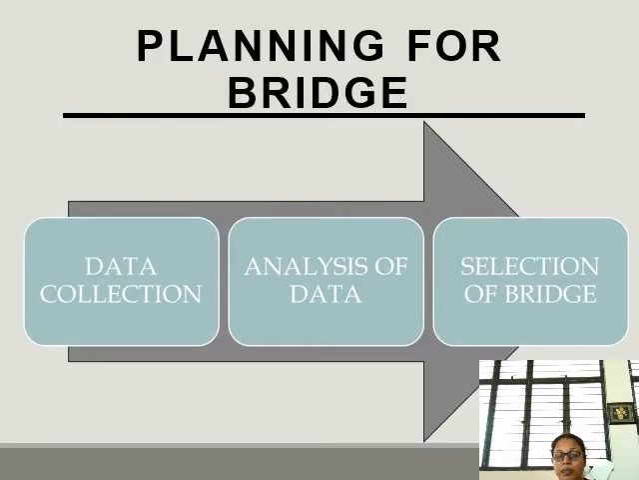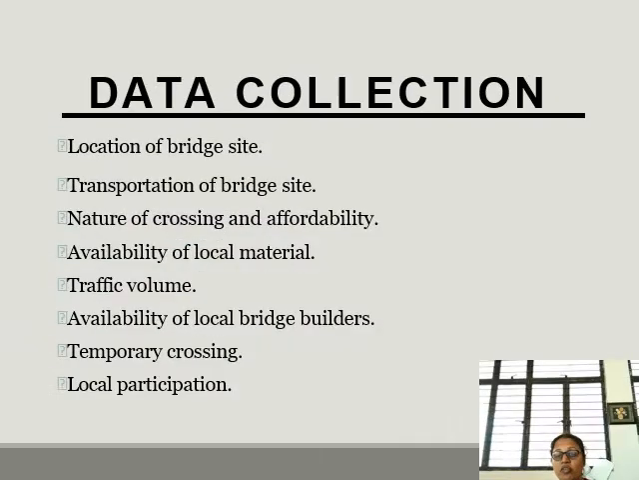Whenever we are planning for a bridge, first we need to collect the data, analyze the data and select what type of bridge is needed. During the data collection, we need to locate the site where the proposed bridge has to be constructed. After collecting the site details, we need to find out the transportation to the bridge site, like how the approach roads are there for the construction materials to be shifted.